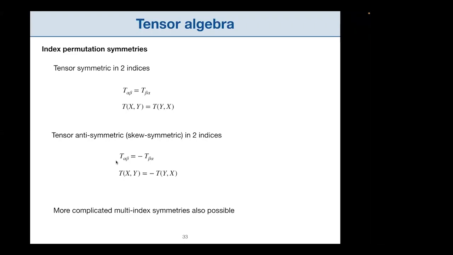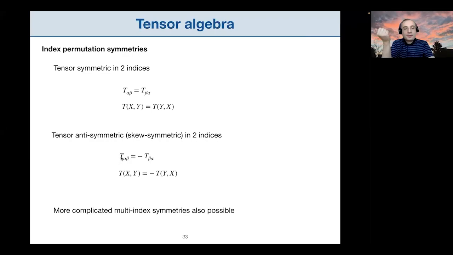It will be zero, I guess. Yes, of course, it must be zero because t00 must be equal to minus t00. So it has to be zero. So skew symmetric tensors, by definition, need to have zeros on the diagonal terms, of course.